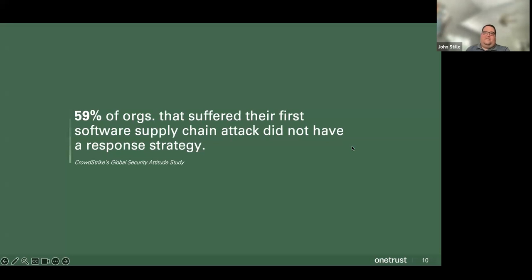Yeah, and I'll make a real quick anecdote on this quote. I think that this is interesting. The 59% of orgs didn't have a response strategy. I'd also be very interested in the percentage of those orgs that did have one. How many had never tried it before? How many tried to see if it worked before it didn't?